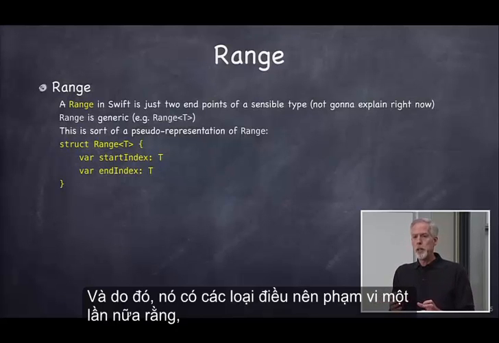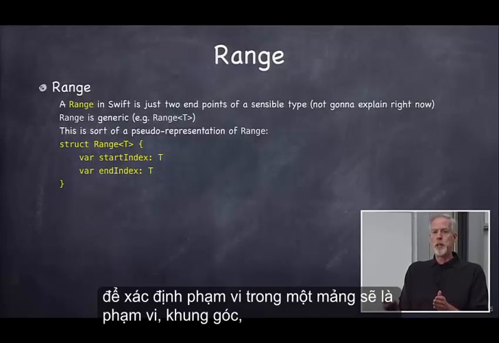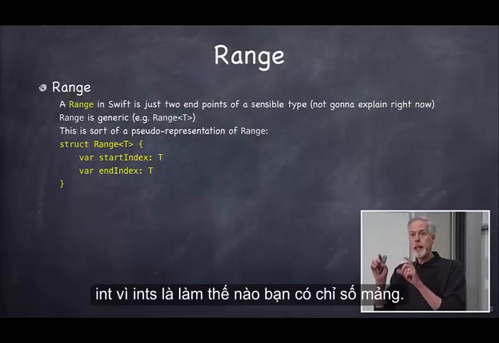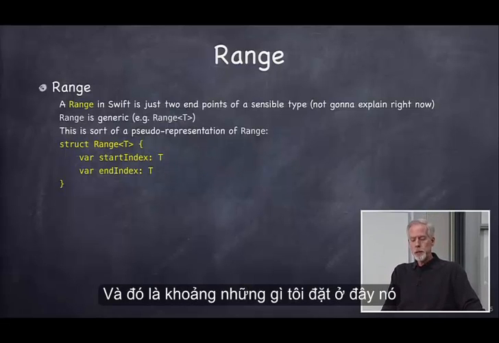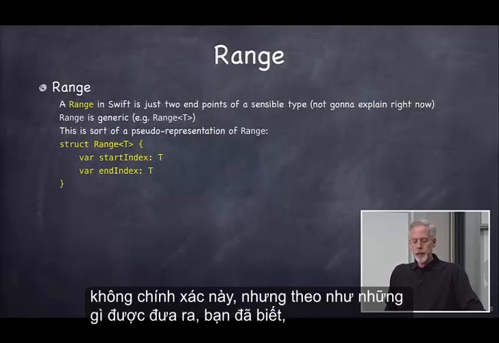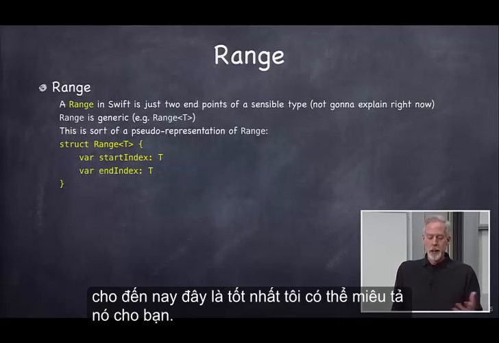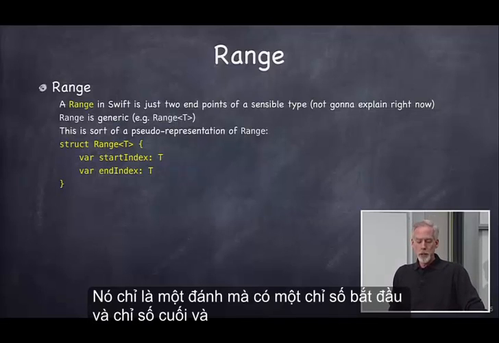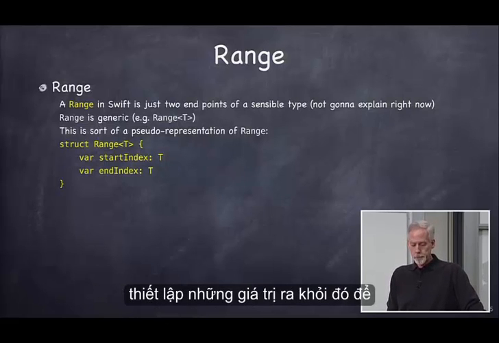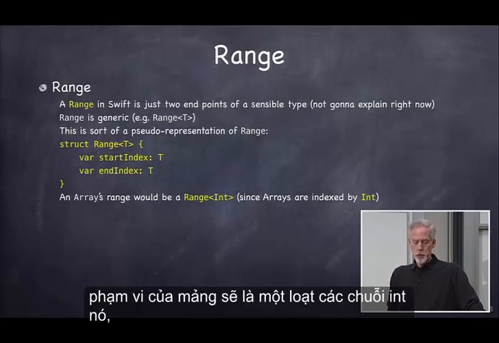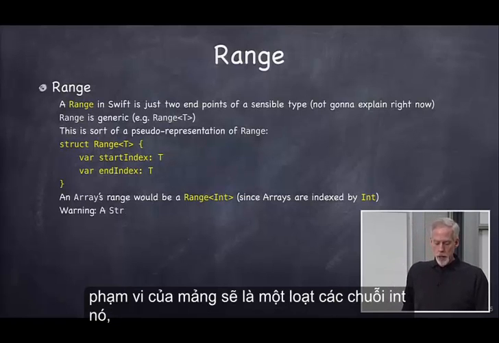So to specify a range in an array would be Range<Int>, because ints are how you index an array. And it's approximately what I put here. It's not exactly this, but given what you know so far, this is the best I can describe it to you. It's just a struct that has a start index and an end index, and you can get and set those values. So an array's range would be Range<Int>.